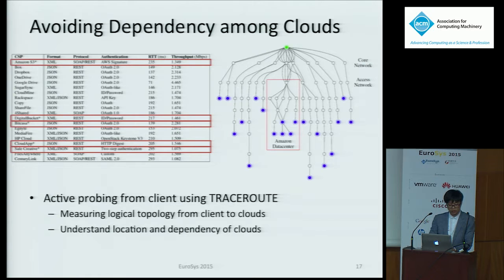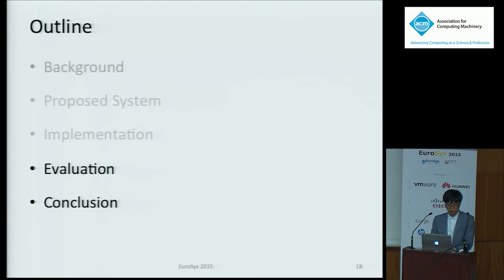To detect this, we used a simple probing using traceroute. We make this probing tree from the client and then detect the hop count and the shared paths, and then we can find the dependencies among the clouds. Using this network probing, users can decide target clouds while considering the dependency.